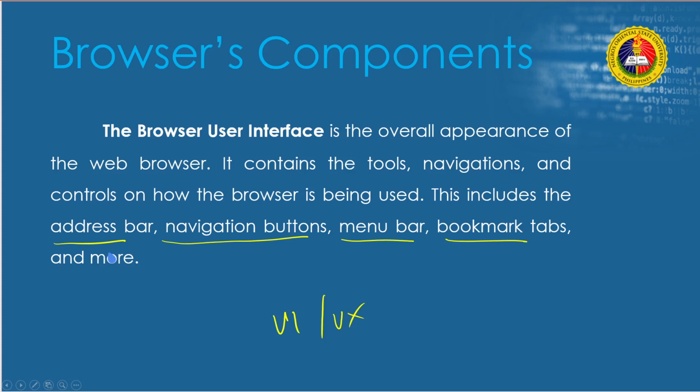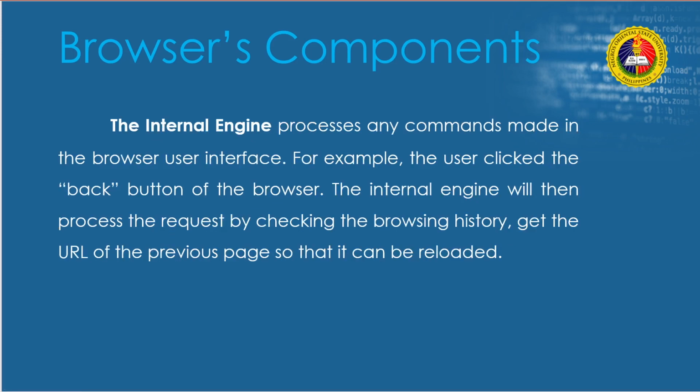For example, the user clicks the back button of the browser, and then the internal engine will process the request by checking the browsing history and getting the URL of the previous page so that it can be reloaded. Okay, the internal engine processes any commands made in the browser user interface.